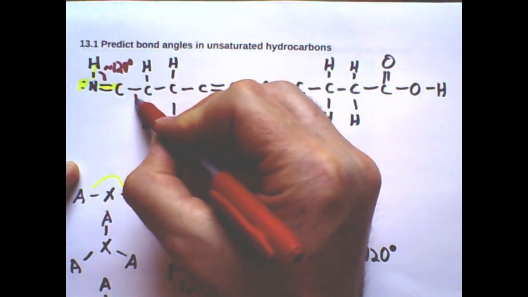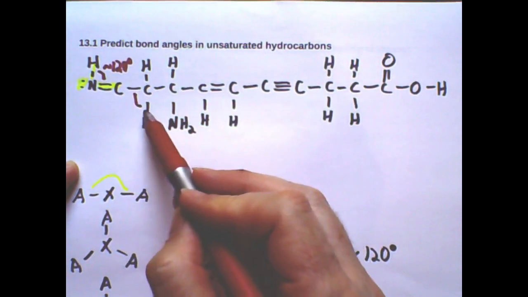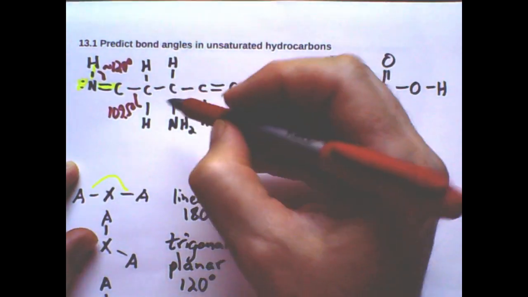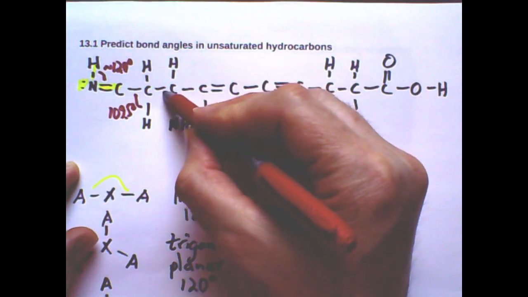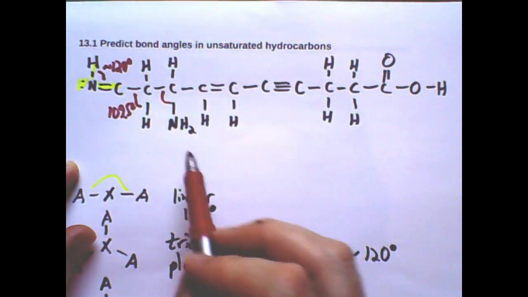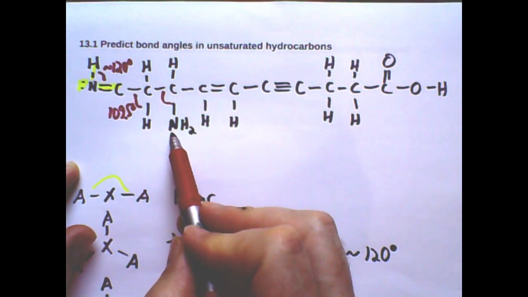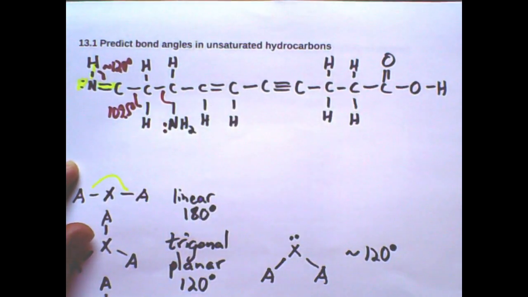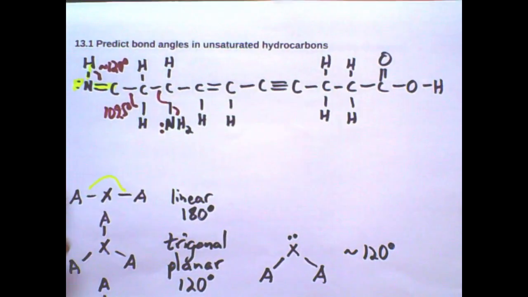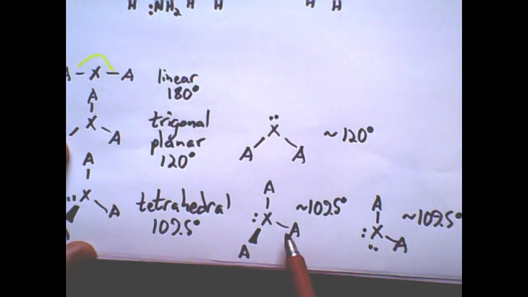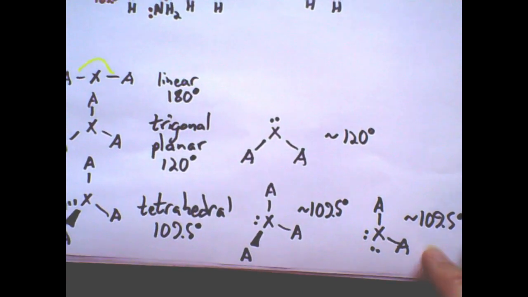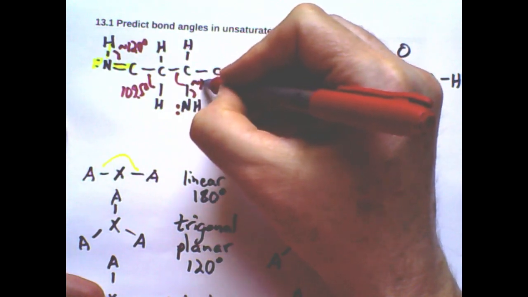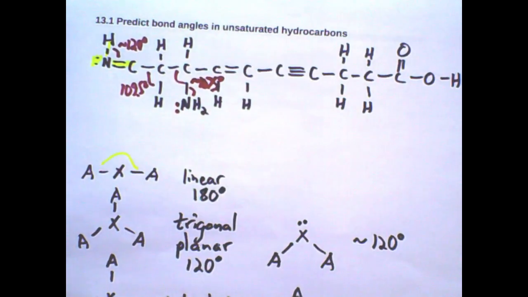We can move on. What will this be? We've got 1, 2, 3, 4. 109.5 degrees. We can move to the next one. That's a repeat. 1, 2, 3, 4. Let's come down here to the N. We've got 1 bond there, 2 bonds to the H's. We're missing a lone pair of electrons. So we're actually like this shape here. And so our shape is approximately 109.5 degrees.